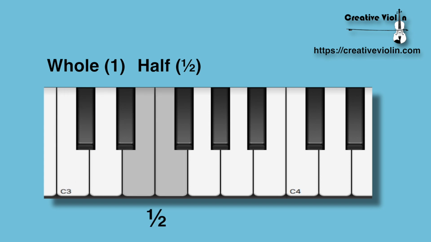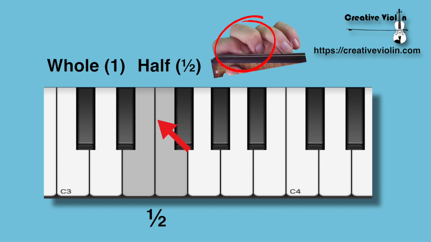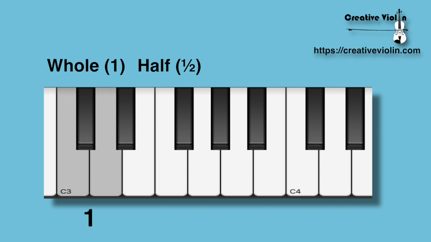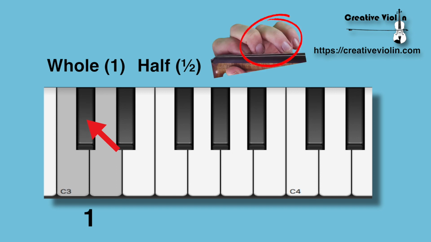If we have a half distance, one semitone, you can see on the piano there's no black key in between. And on the violin that would mean the fingers are against each other on the fingerboard. And if we have a whole distance, on the piano you can see there's a black key in between. And on the violin that would mean our fingers are separate from each other on the fingerboard.